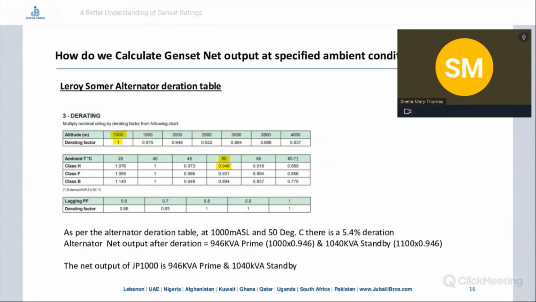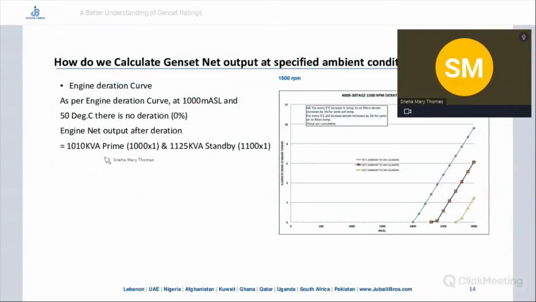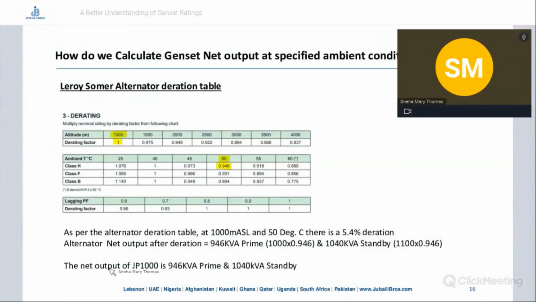The net output of the genset will be the lower of the net output of the engine and the net output of the alternator. As you can see here, the net output of the alternator is 946 kVA prime, whereas the net output of the engine is 1010 kVA prime and 1125 kVA standby. You have to choose the lower of these two. Thus, the net output will now be 946 kVA prime and 1040 kVA standby.